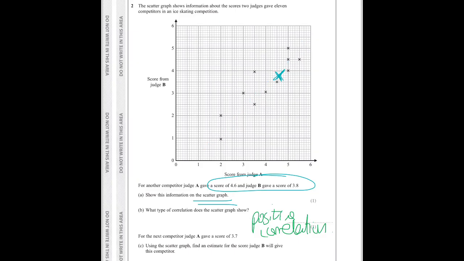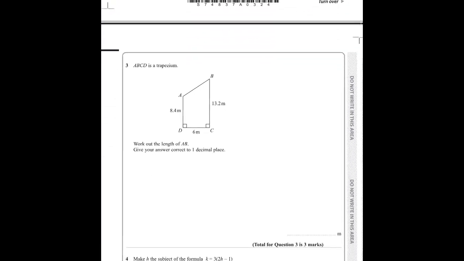So back to the question. Judge A gave 3.7, so we'll go to Judge A 3.7, which is here, and go up with a ruler to 3.7 until we hit the line of best fit we drew earlier, and then go across. I think I'm reading 3.2. Again, I'm doing this without a ruler, which is not ideal. But yeah, we would expect that student to get 3.2 from Judge B.